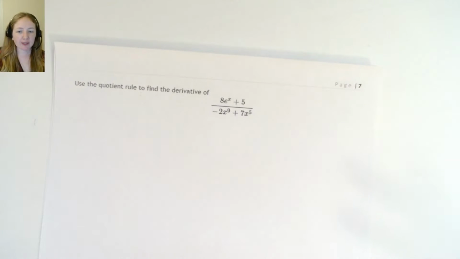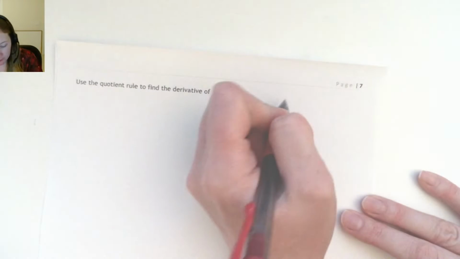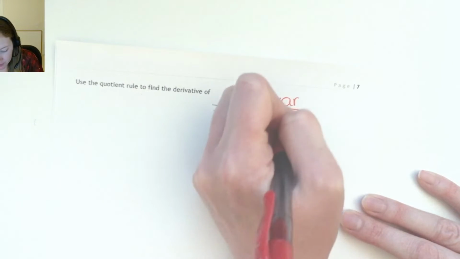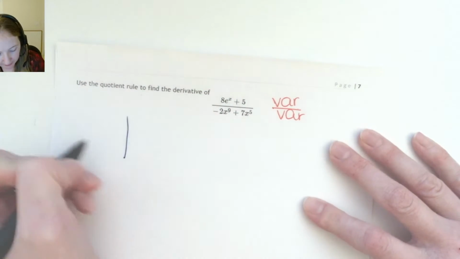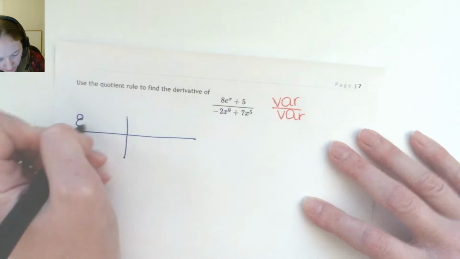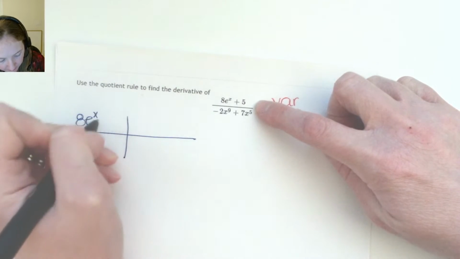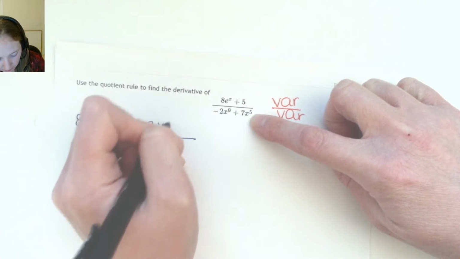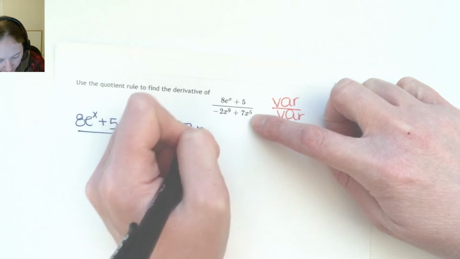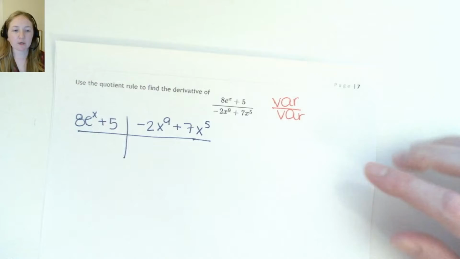All right, so here we have a variable divided by a variable, so we are going to need the quotient rule. And so for our quotient rule, remember we have our top function, which in this case is 8e to the x plus 5, and then our bottom function, which is negative 2x to the 9th plus 7x to the 5th. Then we're going to differentiate.